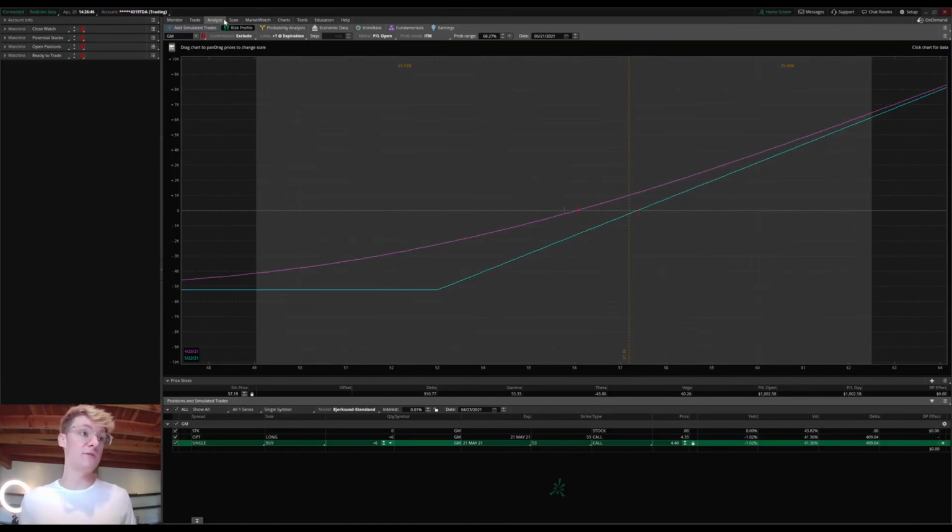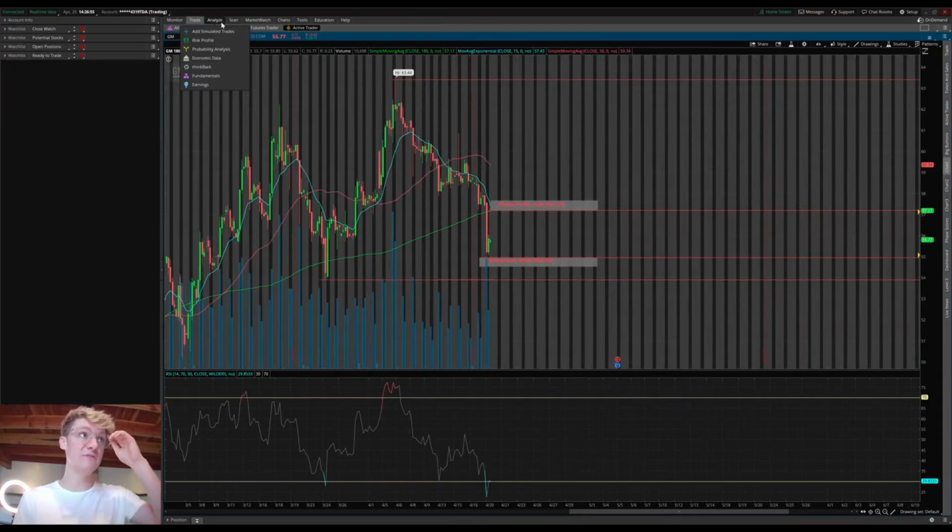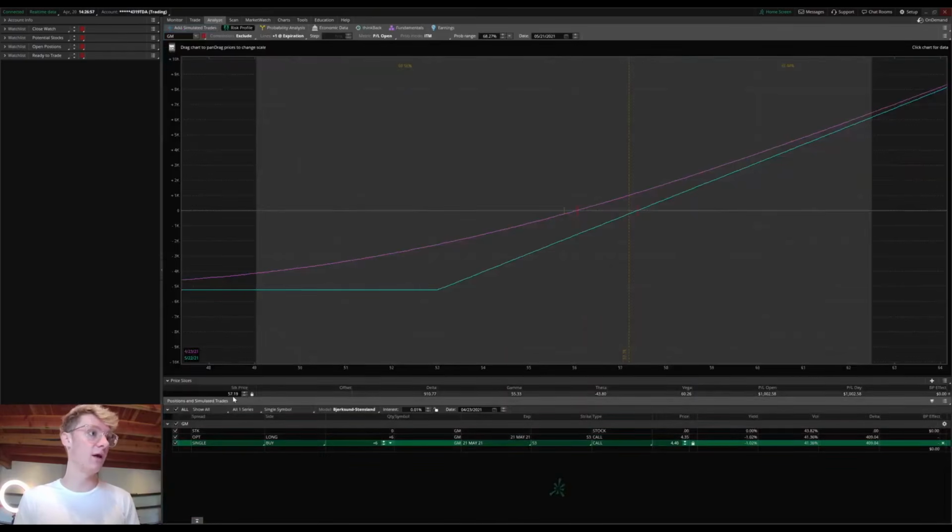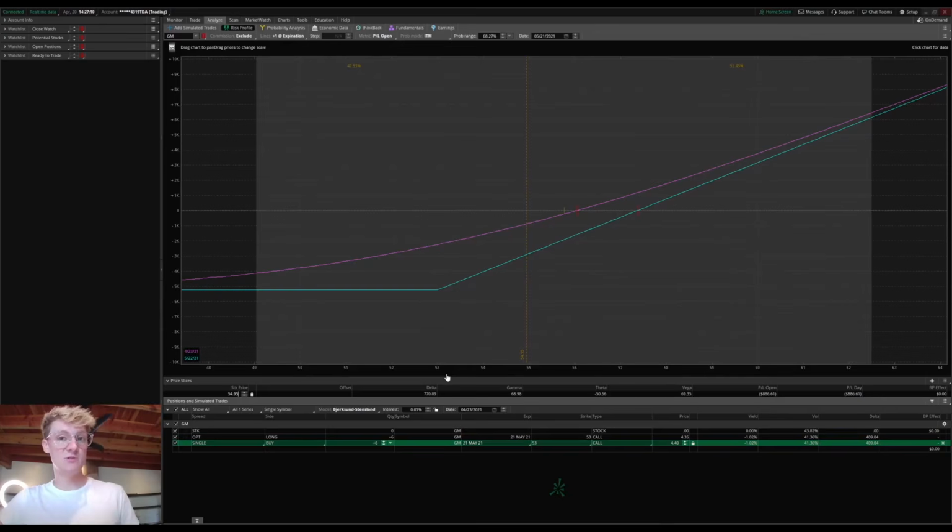And this could go the other way. So let's say I end up hitting my stop at 54.95. Well, at 54.95, we're looking at an $886 loss. So the gain might go up, but the loss goes up as well.